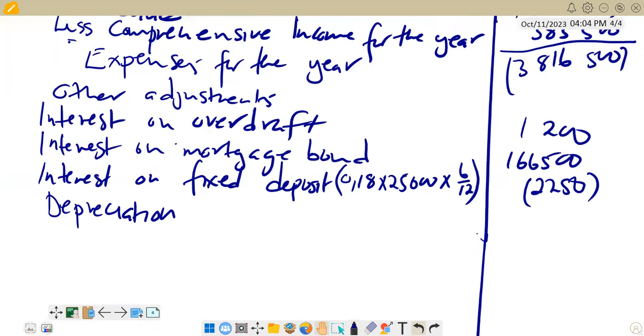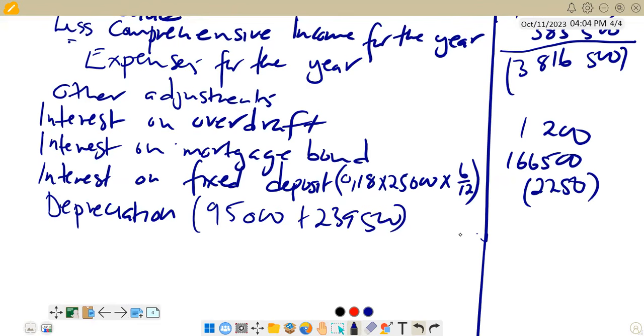So for depreciation here, we are going to say in brackets 95 plus 239,500. So if you calculate that one correctly, you're supposed to get 334,500. Right, that's enough on depreciation.